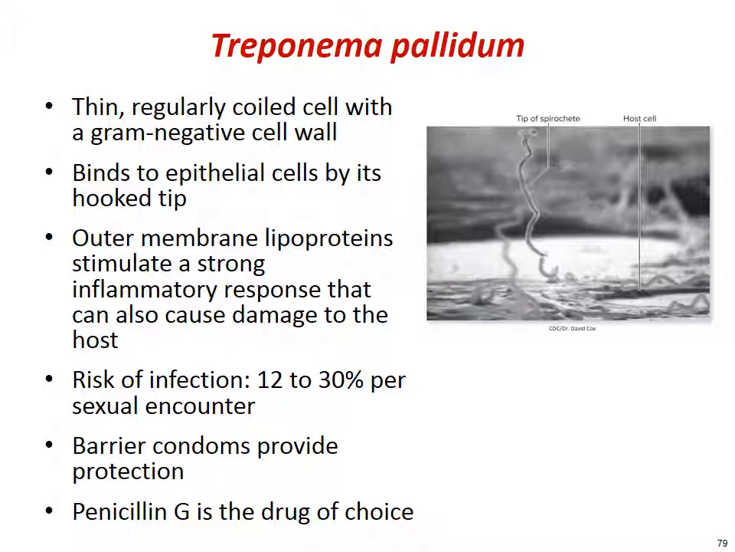I do want to point out that overall this is pretty common out there. Risk of infection goes up 12 to 30% per sexual encounter. So multiple unprotected encounters can lead to significant chances of encountering this. So using protection is very important here. Barrier methods like condoms are super effective at preventing this.